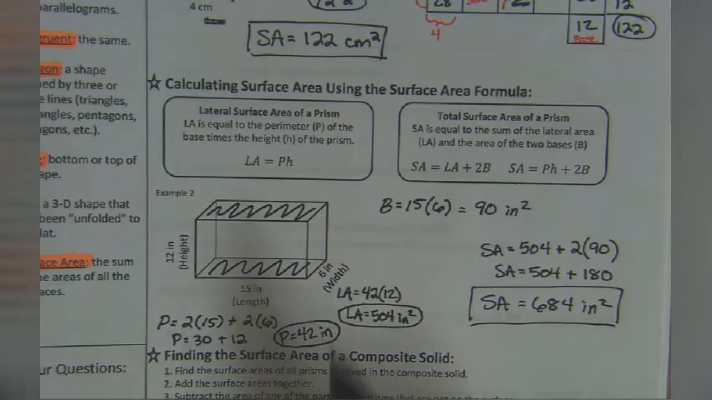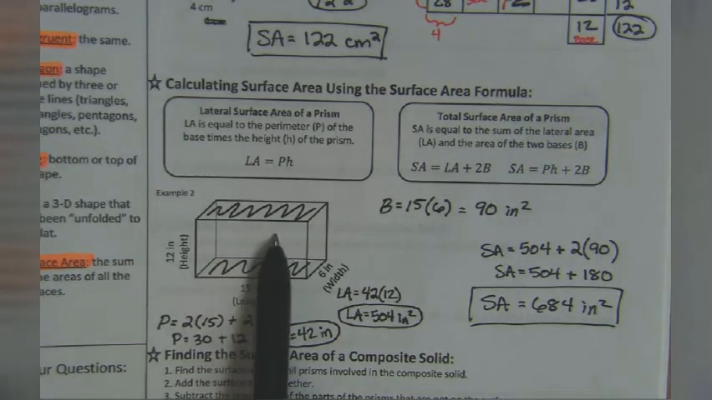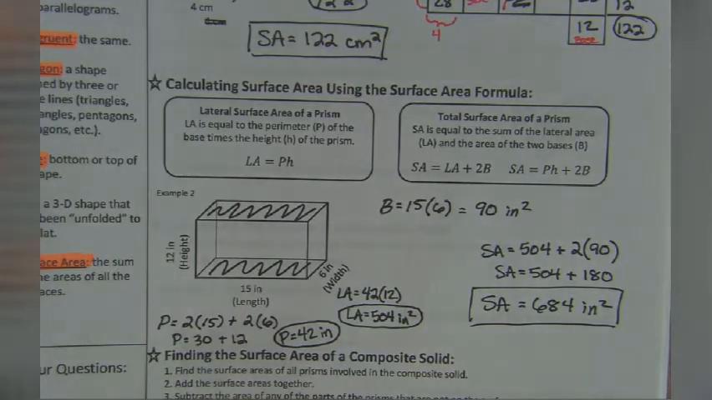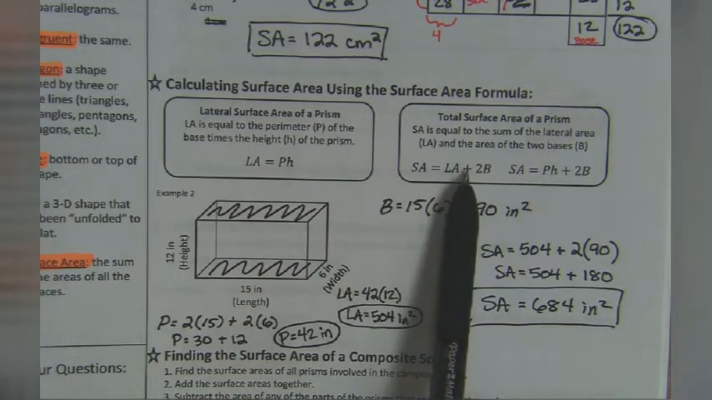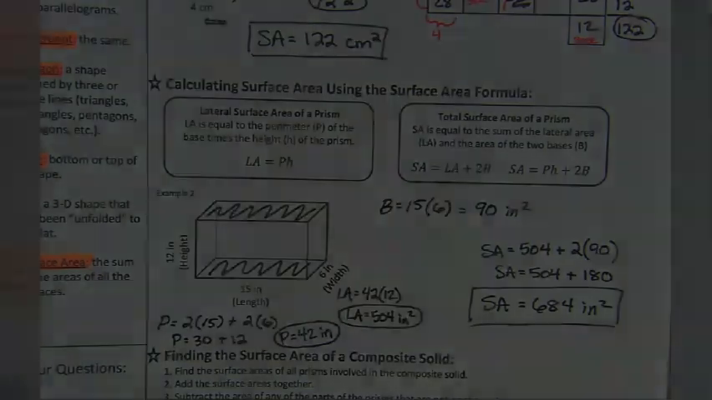So guys, I could have used a net and found the area of this, the area of that, the area of the front, the area of the side, the area of the side, and added them all together, which is what I showed you in the first example using the net. Or I can just use these formulas to do it without having to find every single part of that solid.